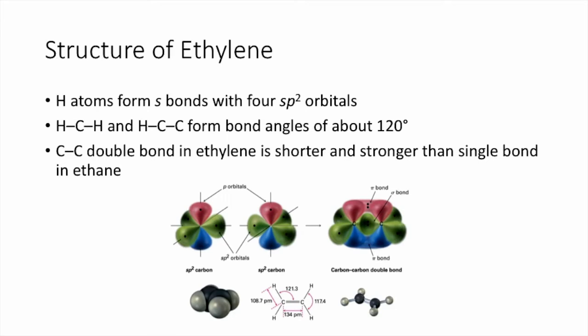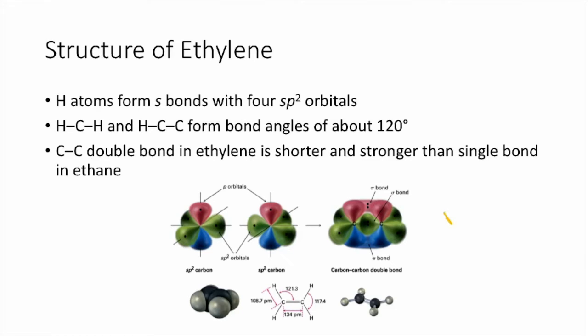So the hydrogen atoms form sigma bonds with the sp2 orbitals, and then the bond angles are about 120 degrees. So remember, if something's sp2 hybridized, the bond angles around that atom will be 120 degrees. And then the carbon-carbon double bond is shorter and stronger than the corresponding single bond in ethane.